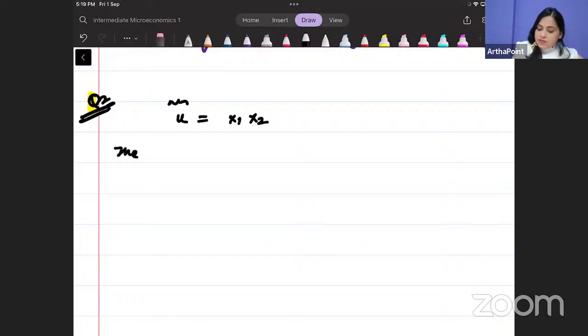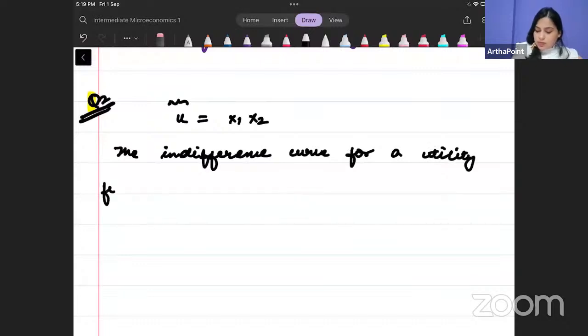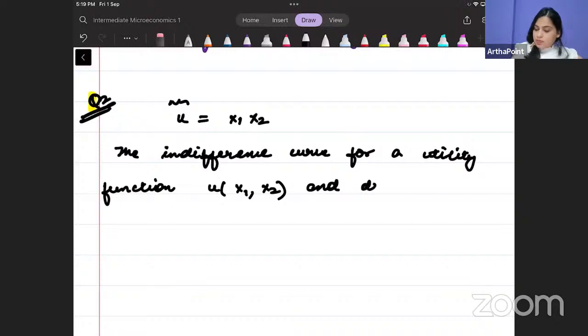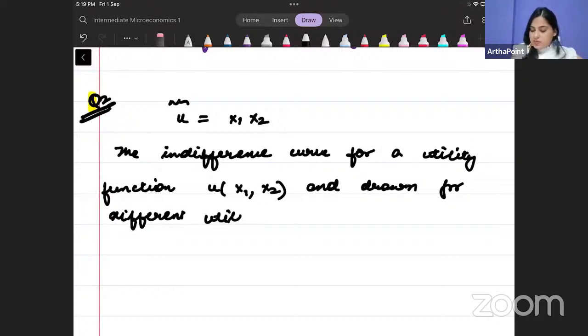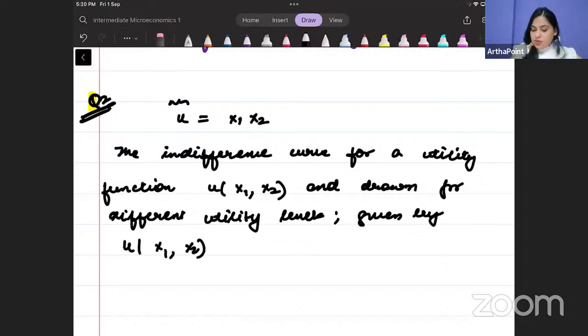The indifference curve for a utility function u and drawn for different utility levels given by u of x1 x2 is equal to c is called a level curve.